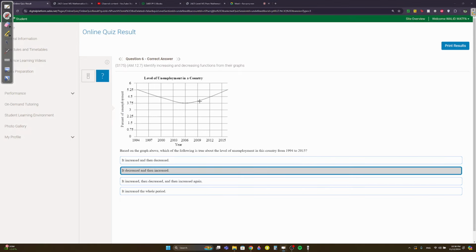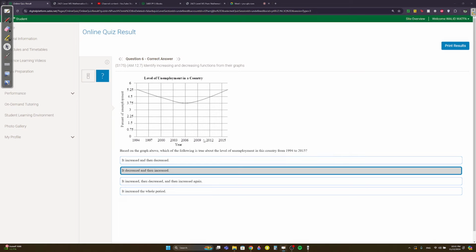Question 6. Based on the above graph, which of the following is true about unemployment from 1994 to 2015? Obviously it decreased, then increased. What type of question is this?